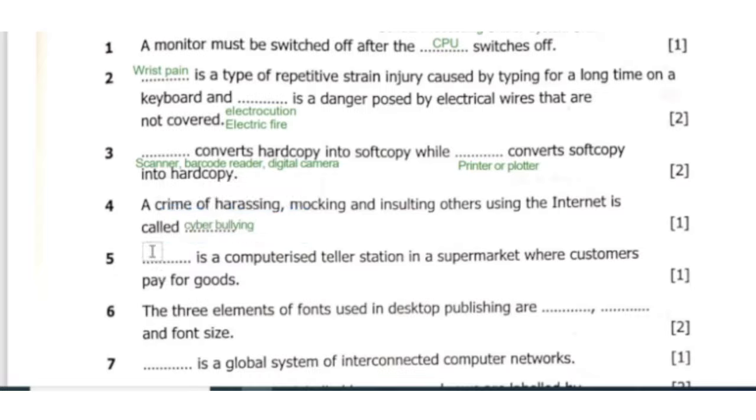Okay, we go to number 5. Dash is a computerized teller station in a supermarket where customers pay for goods, and that one is called point of sale. Point of sale is the name given to a computerized teller station.